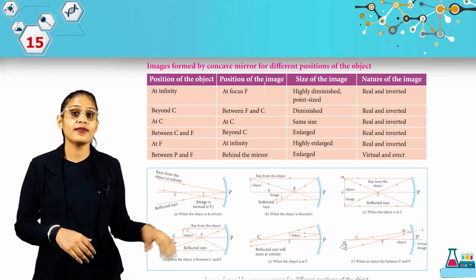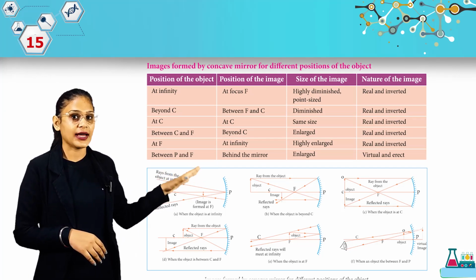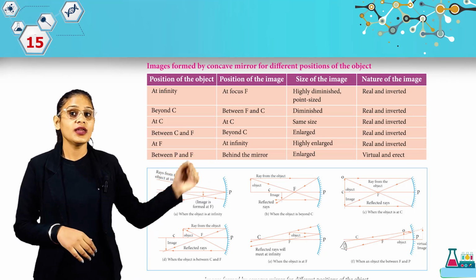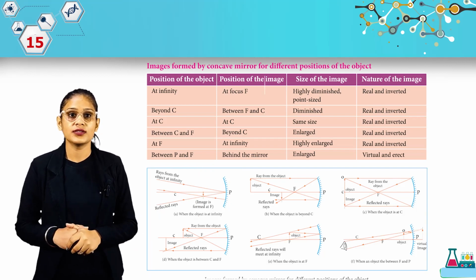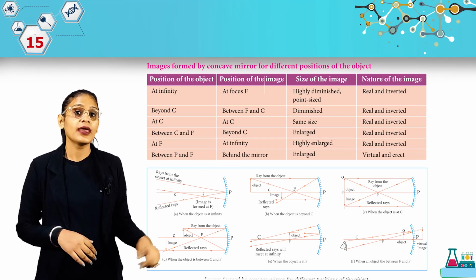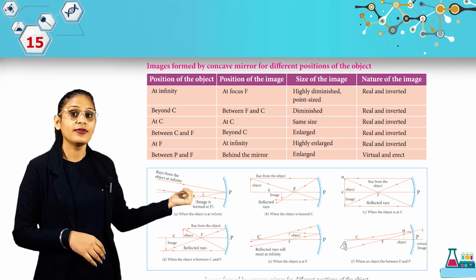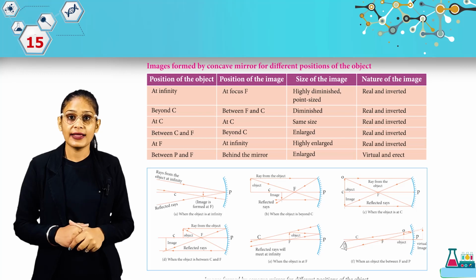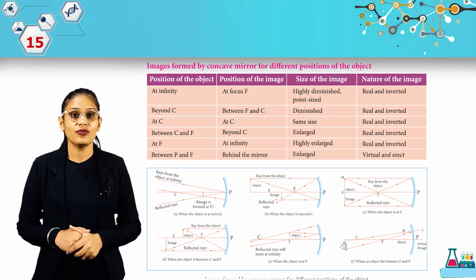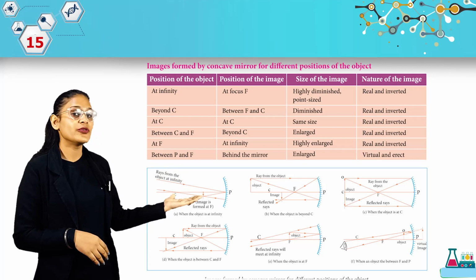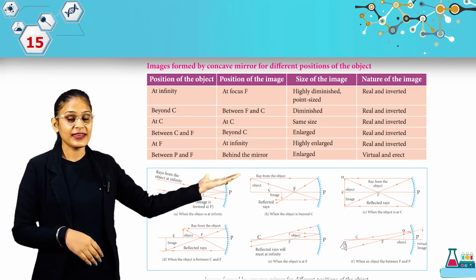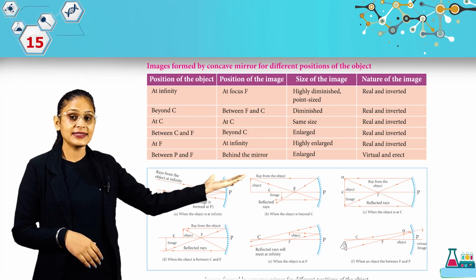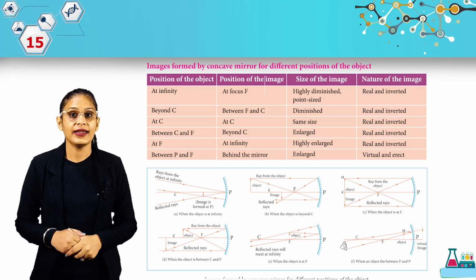Now come to the next, we have position of the object at C, position of the image at C, size of the image same size, nature of the image real and inverted. Now come to the next students, we have position of the object between C and F, position of the image beyond C, size of the image enlarged and nature of the image real and inverted. Now students, position of the object at F, position of the image at infinity. Then we have size of the image highly enlarged, then nature of the image real and inverted.